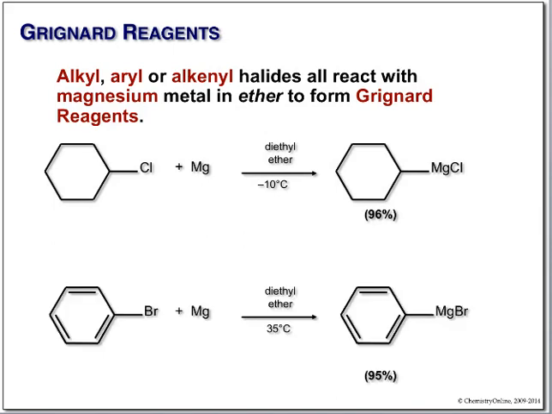We can also do this, like I said, with aryl, vinyl, whatever. This is bromobenzene. Bromobenzene, diethyl ether, have to warm it up a little bit, reacts to give phenyl magnesium bromide. Again, essentially quantitative. It's a very nice, very clean reaction.